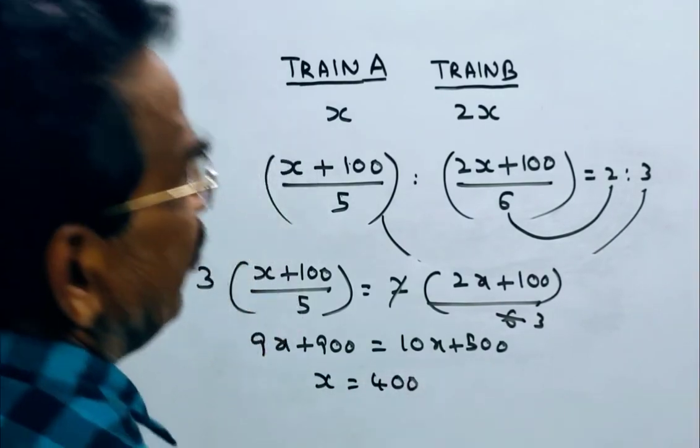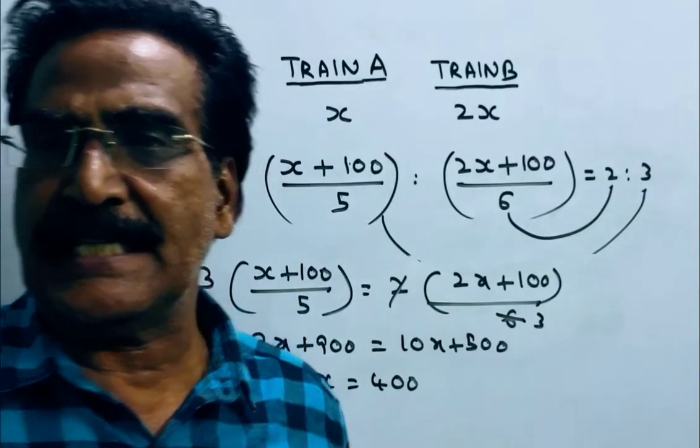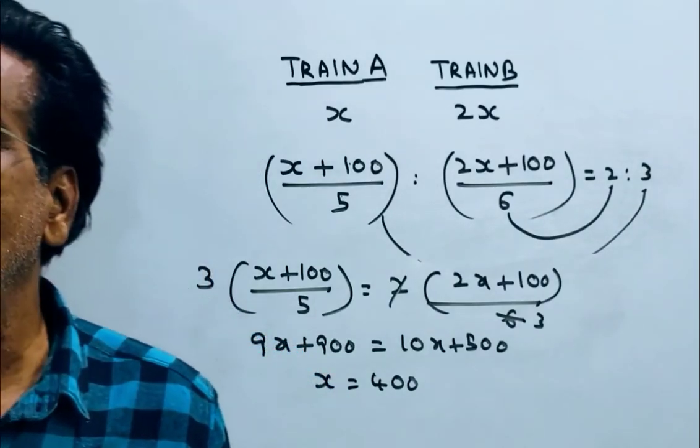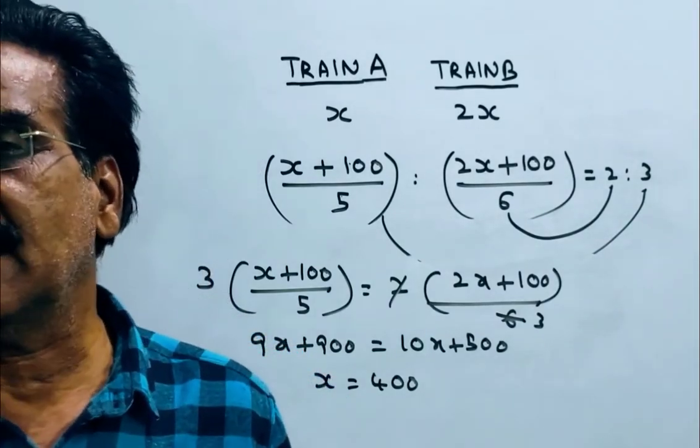Friends, we want the length of train B, that is 2x, that is 2 into 400, 800 meters is the length of train B, friends.